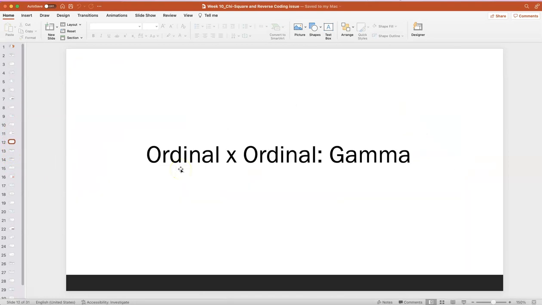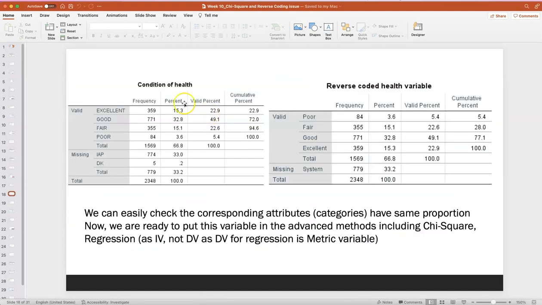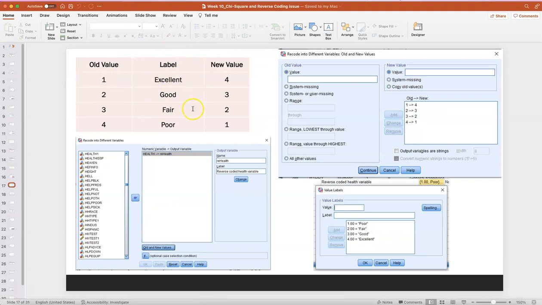When you have two ordinal variables, in my previous lecture I mentioned that reverse coding is required. Based on this criterion for the health variable, to make the larger number the more positive, healthier, stronger, better value, we will need to use a recoding process.